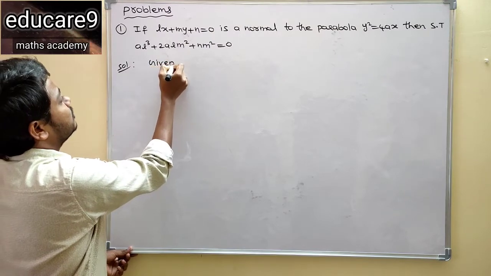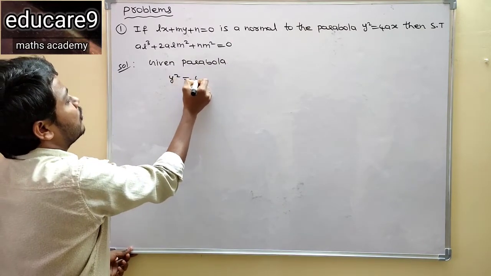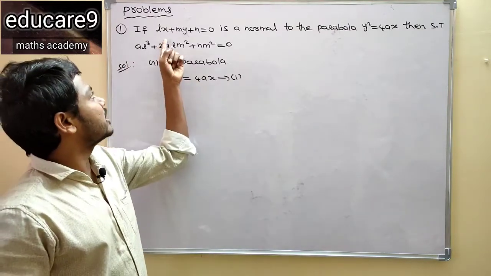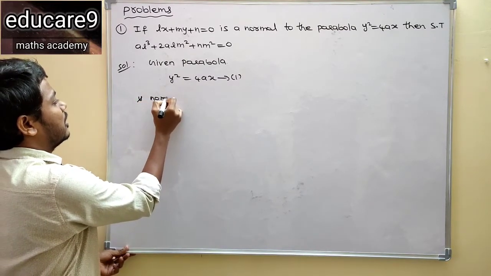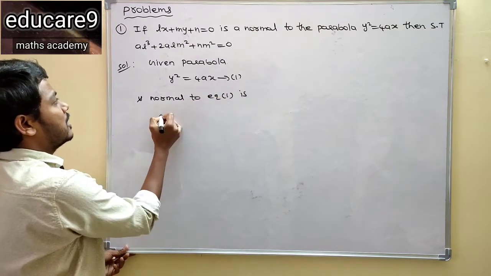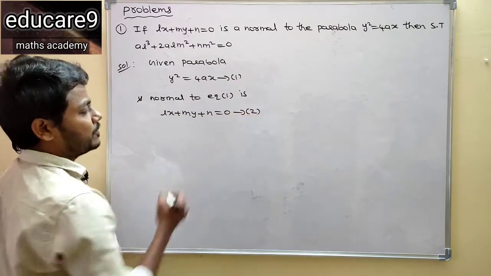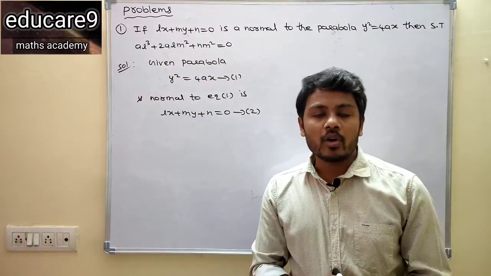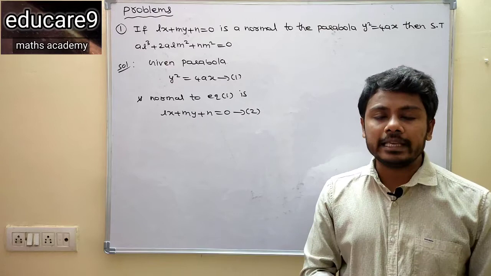So, given parabola y square is equal to 4ax. This is equation 1. And a normal is also given. What is that? Lx plus my plus n equals to 0. This is the normal to equation 1, and this is equation 2. You know that the equation of the normal to the parabola y square equal to 4ax is y plus xt is equals to 2at plus atq.